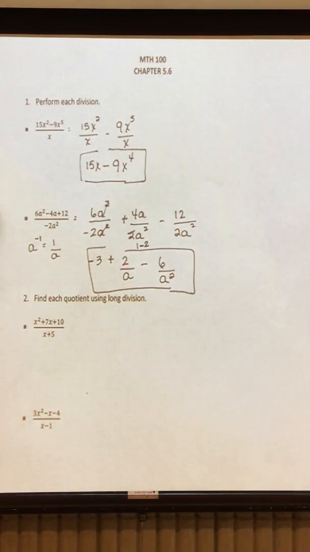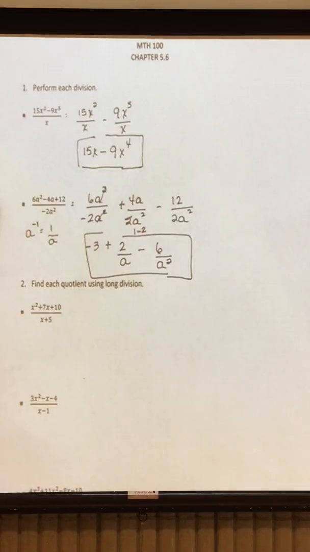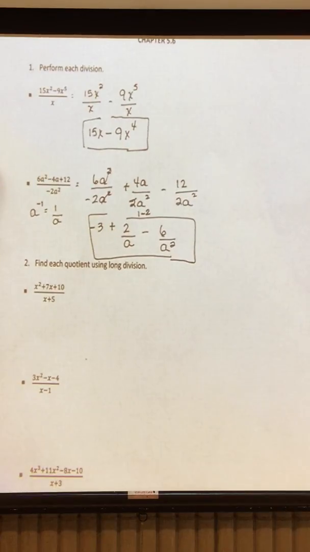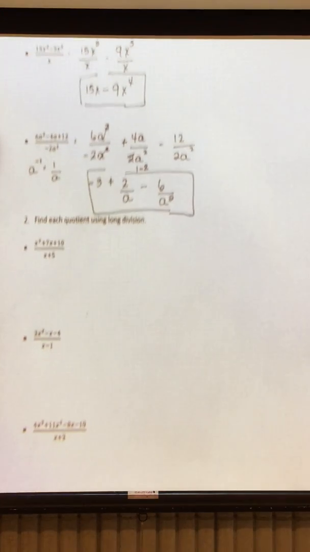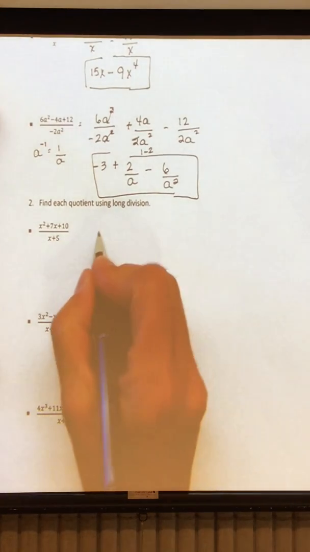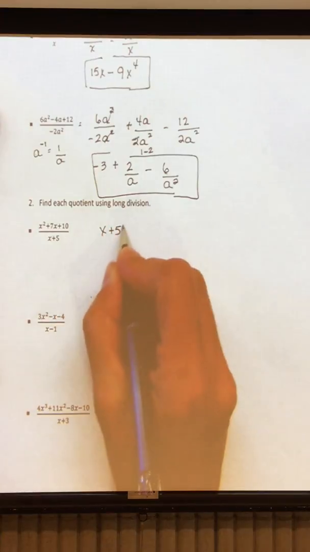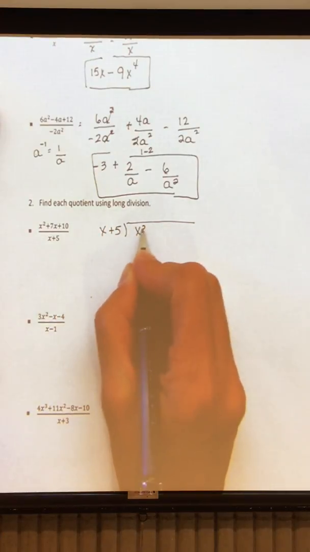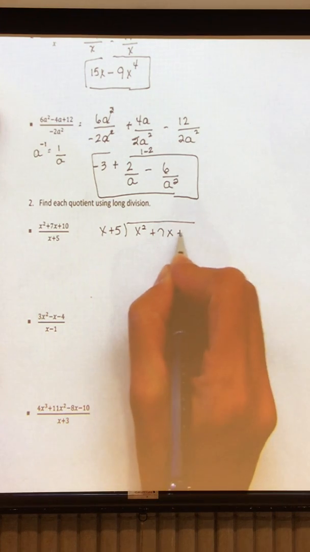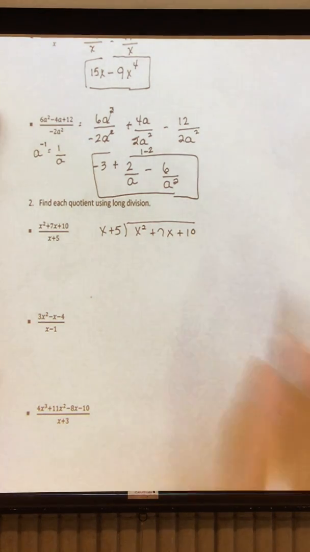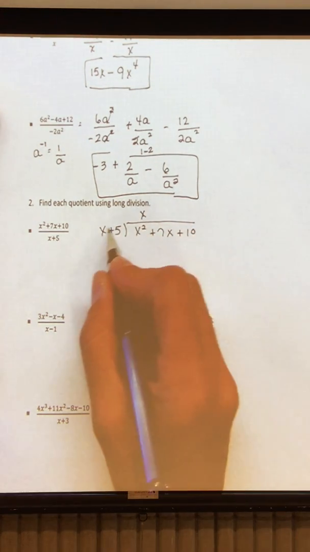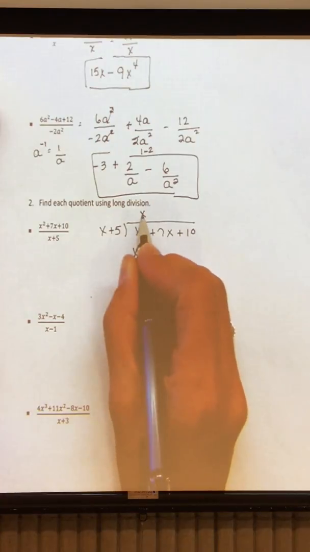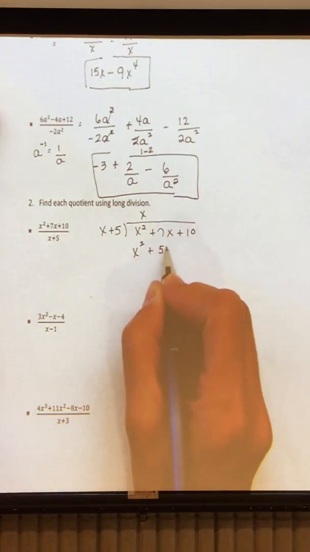Problem number 2. Find each quotient using long division. So let's divide x squared plus 7x plus 10 divided by x plus 5. So now you ask yourself, x goes into x squared how many times? X times. So now you multiply x times x is x squared. X times 5 is 5x.